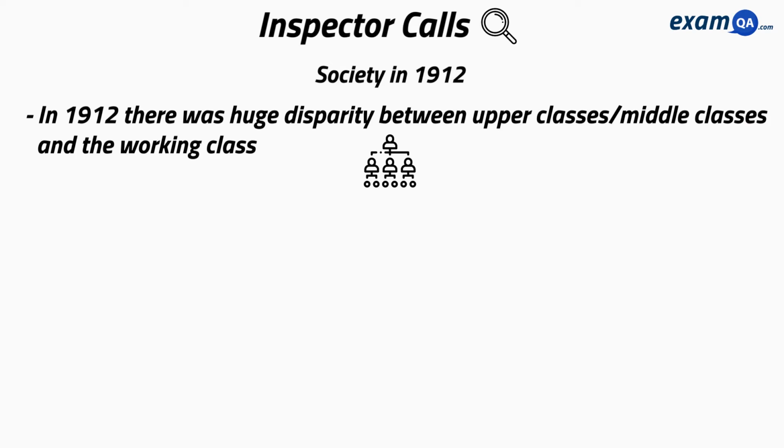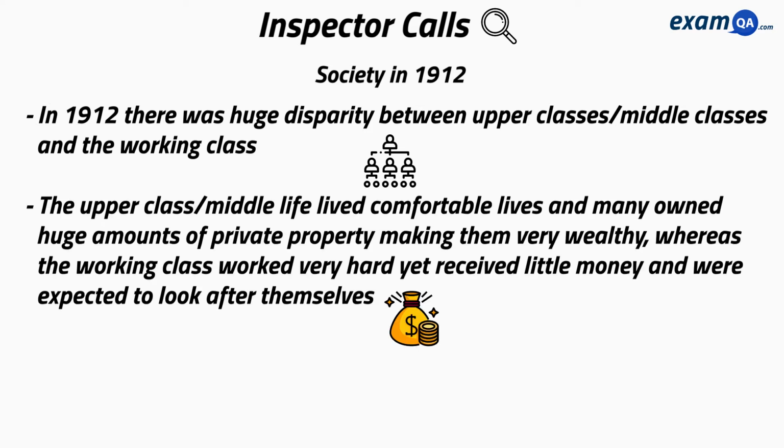Society in 1912. In 1912, there was a huge disparity between upper classes and middle classes and the working class. The upper class/middle class lived very comfortable lives and had huge amounts of private property, such as factories or land, which made them very wealthy, whereas the working class hardly had much and worked for every little piece of money that they had and were expected to look after themselves.